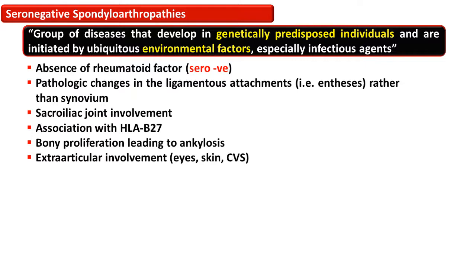Sacroiliac joint is commonly affected. There is association with HLA-B27. Bony proliferation leads to ankylosis, and these arthropathies are frequently associated with extra-articular manifestations, which can be seen in the eye, skin, and central and cardiovascular system.